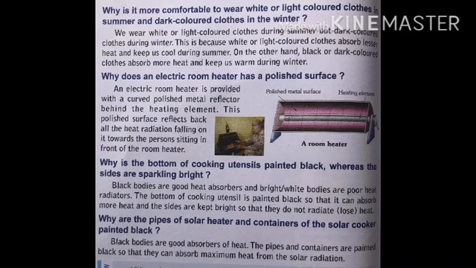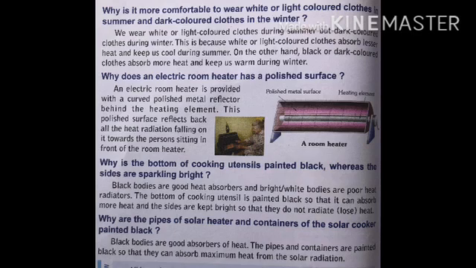Why does an electric room heater have a polished surface? An electric room heater is provided with a curved polished metal reflector behind the heating element. This polished surface reflects back all the heat radiation falling on it toward the person sitting in front of the room heater. Why is the bottom of the cooking utensil painted black whereas the sides are sparkling bright?